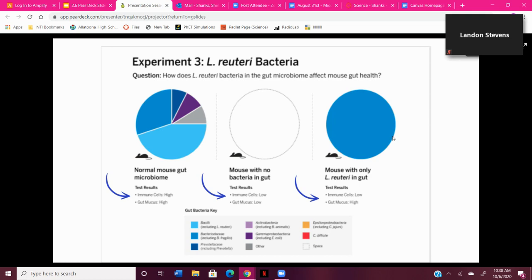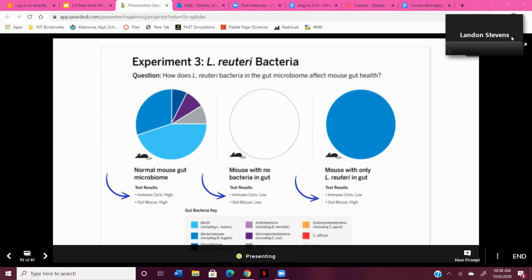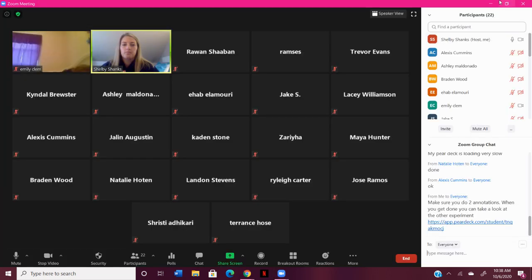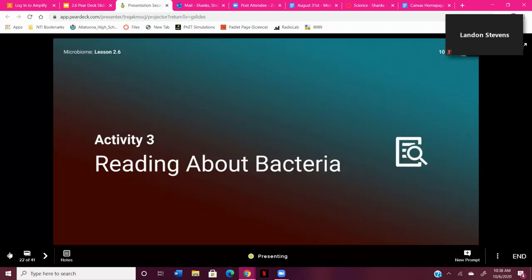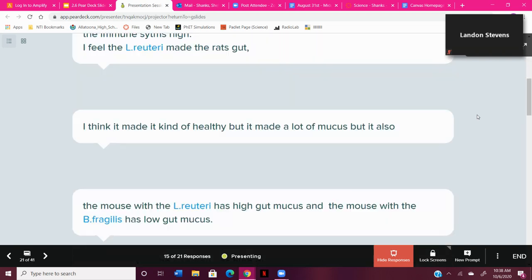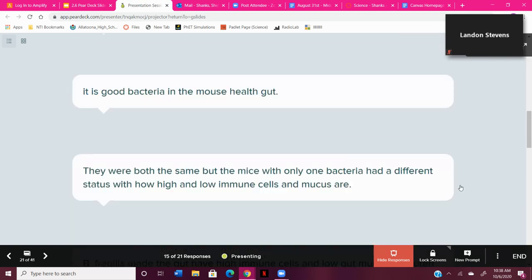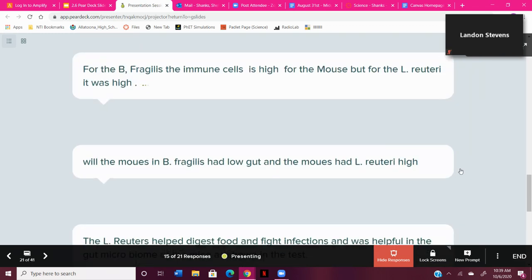So what do you think a healthy gut microbiome should have? You can answer that in your head or say it out loud, whichever one. I'm going to go take a look at these responses again real quick. Make sure that you are responding. There are 6 people that have not even typed a single word. So make sure you're responding to that passage.